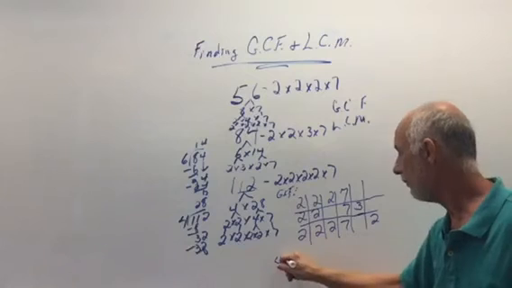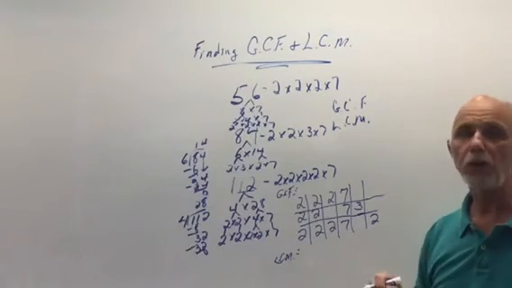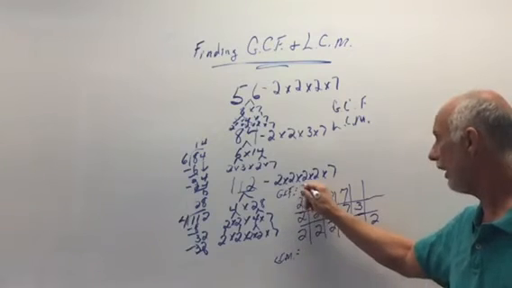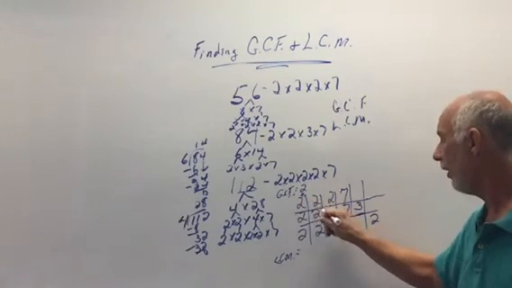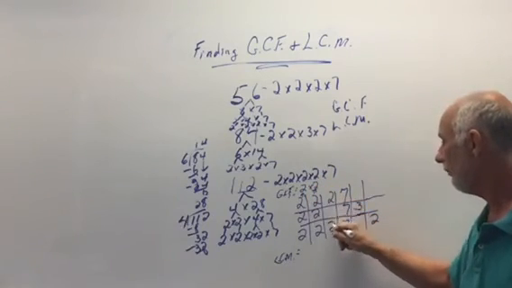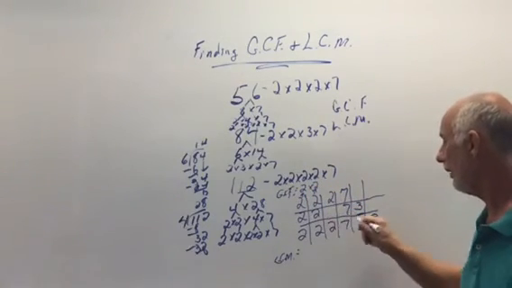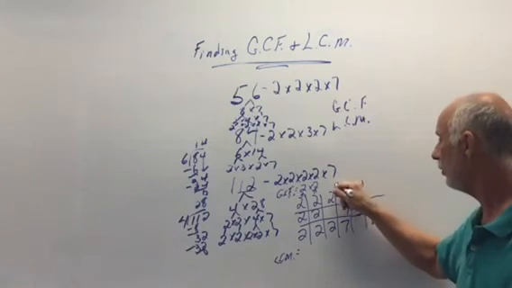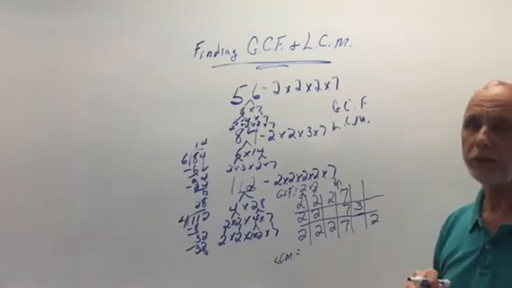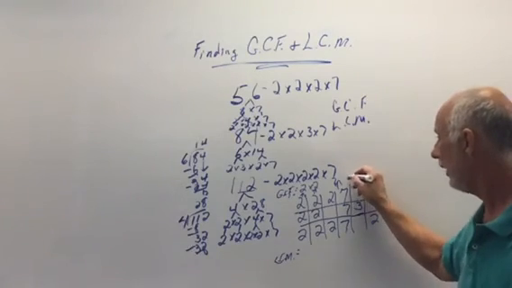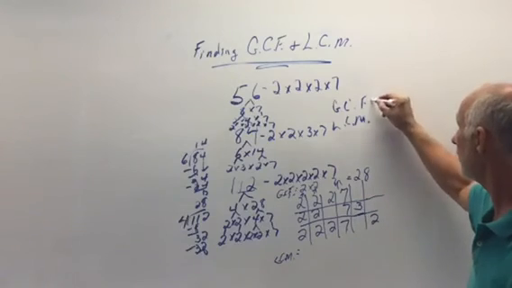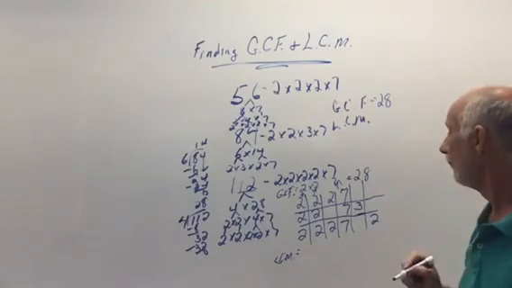To get the greatest common factor, I multiply the rows that are completely filled. I have all 2's in this row, so that's completely filled. I have all 2's in this row, so that's completely filled. I don't have all 2's in this one because that was blank, but I have all 7's in this row, so that's completely filled. The 3 and the 2 only have 1 in each row, so they're not filled. So now 2 times 2 is 4 times 7 is 28. And my greatest common factor is 28.